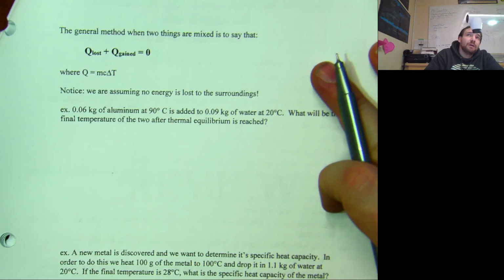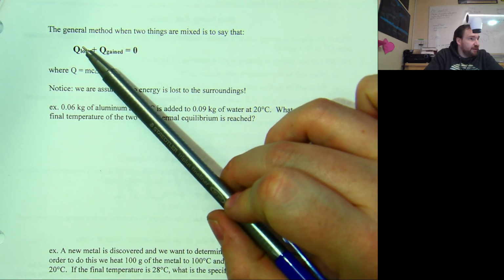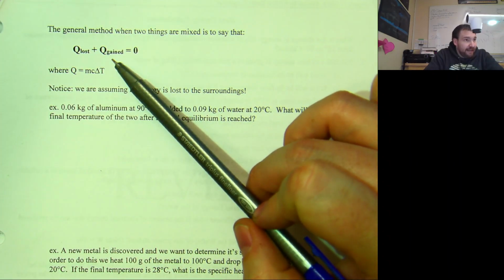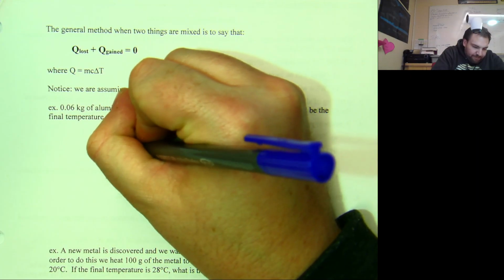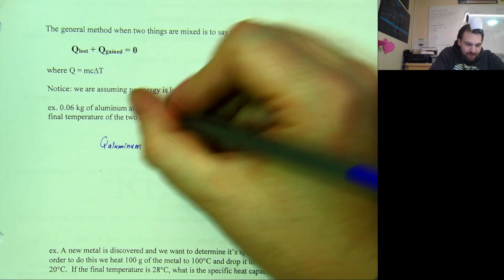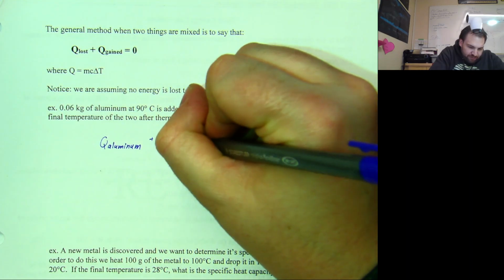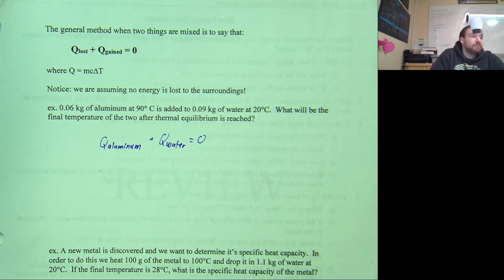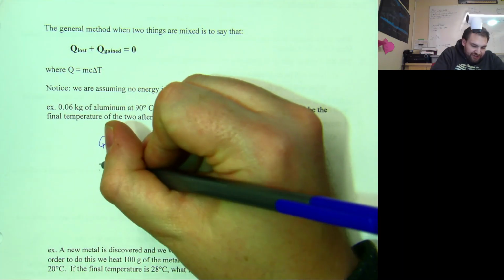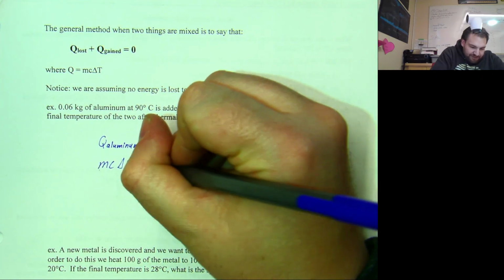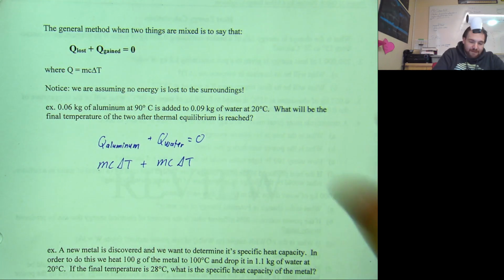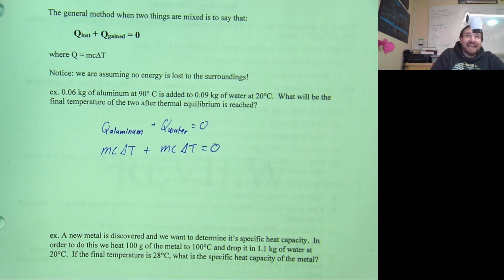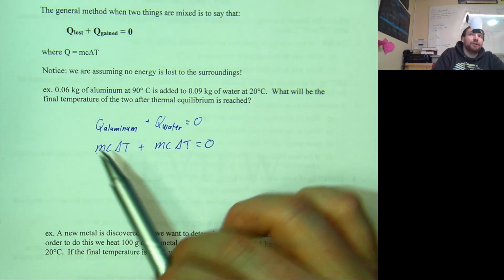So we know the aluminum is going to be the thing losing energy. The water is going to be gaining energy. So we're going to have Q aluminum plus the Q for my water equal 0, assuming that nothing was lost anywhere else. So this is going to be mc delta T plus mc delta T equals 0. And now we can start to fill this in for both aluminum and water.